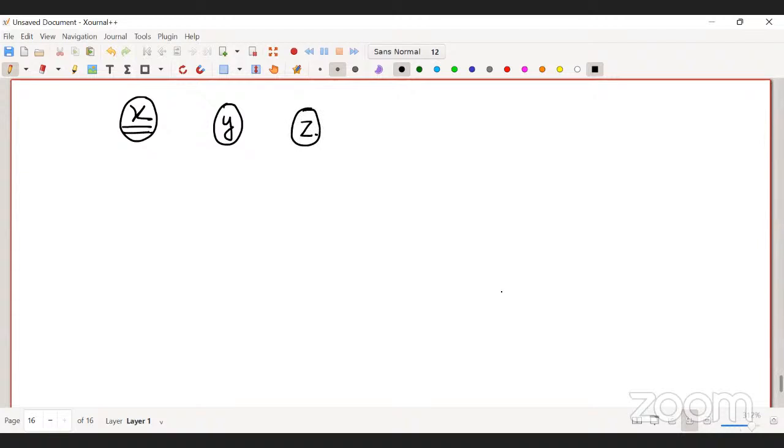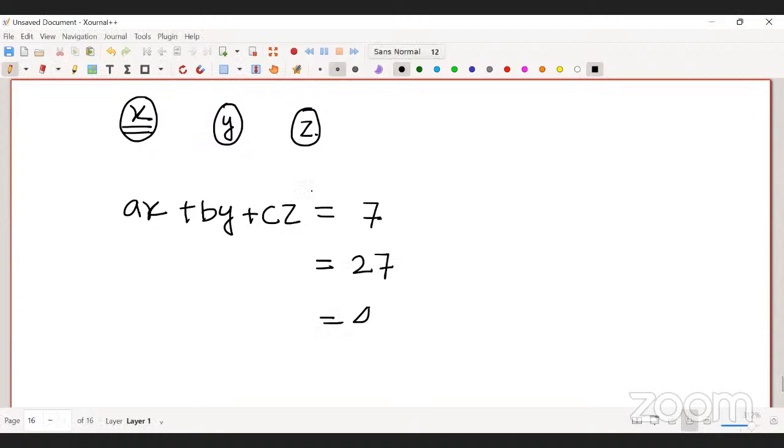Okay, so now you have to form a system of linear equations, that is, maybe some combination ax plus by plus cz, which is 7, right? And another is 27, and another is 43. That means the shopkeeper sold a number of x items, b number of y items, and c number of z items. That means the total income is 7.